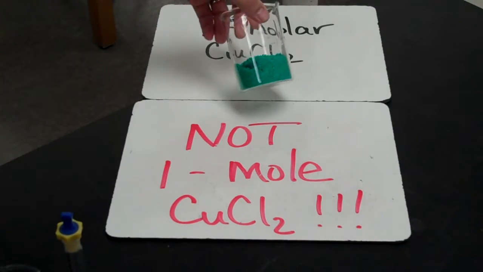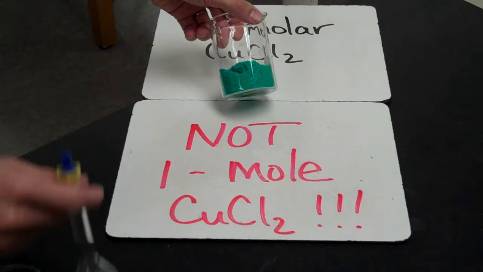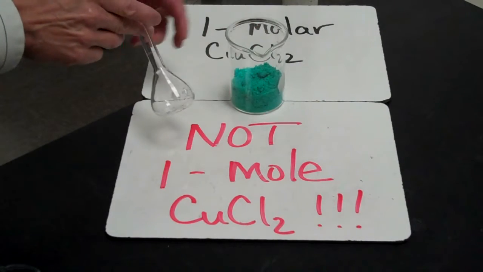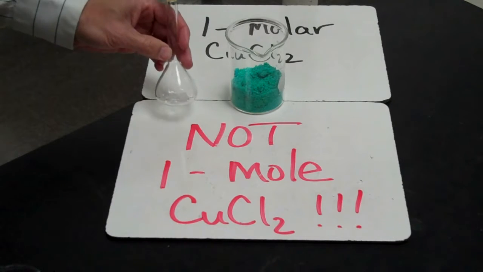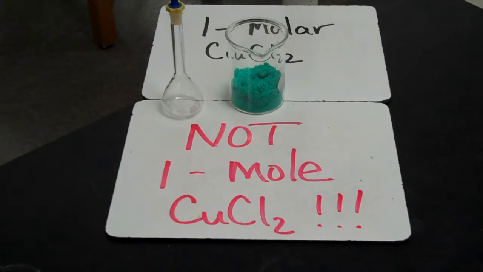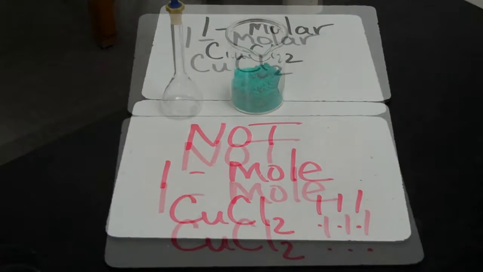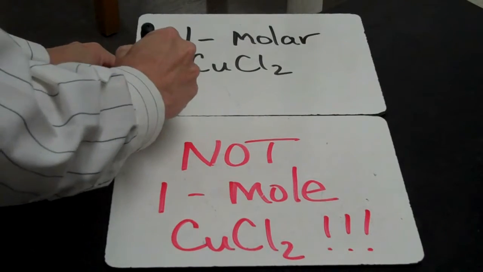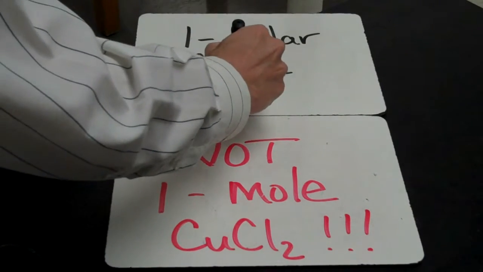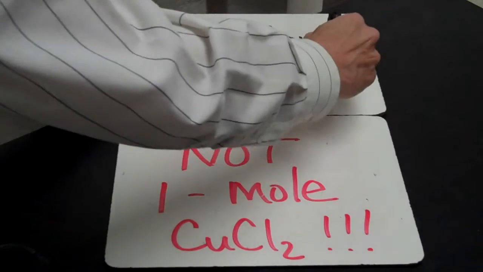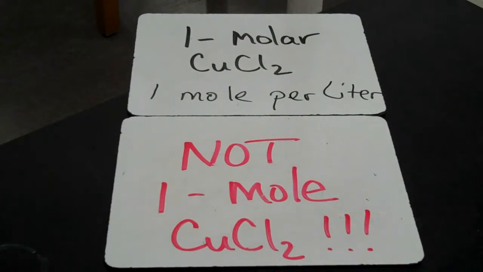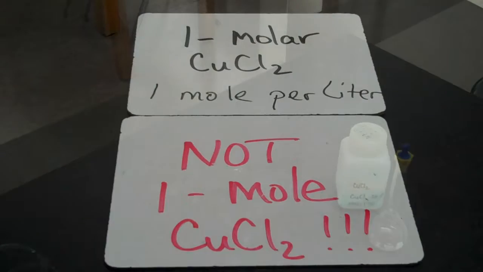This beaker has a mole of copper chloride in it. It is inconceivable that I can put a mole of copper chloride in this little flask. So molarity does not mean the same as moles. Instead, molarity indicates a concentration. The concentration is 1 mole per liter. 1 mole per liter. That's what 1 molar means.